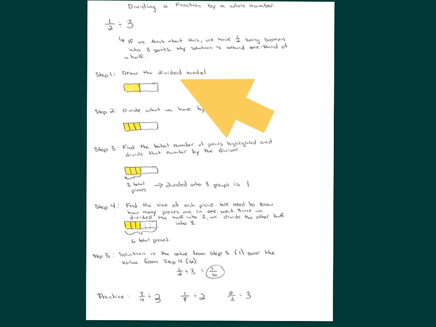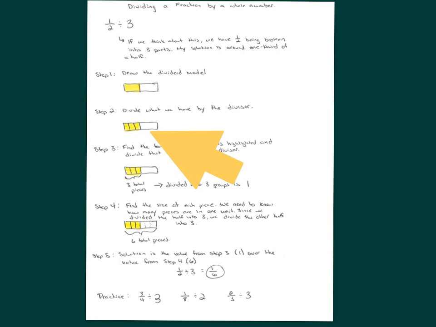Just like the last one, we're going to draw the dividend model. It's a little different looking here because I've already highlighted. I did that because I want to show what I already have. I know I have 1/2, so I can look at my model and see that this yellow represents 1/2 of a full unit. From here, step 2 is divide what we have by the divisor. So I'm going to divide this into 3 equal chunks. You can see here I divide my half into those 3 equal chunks.